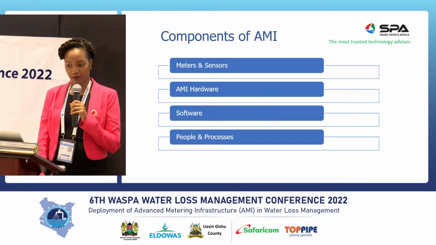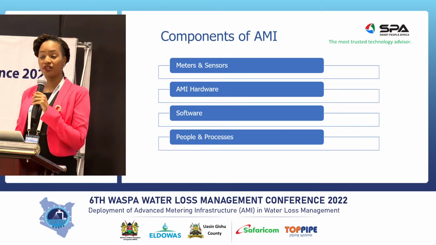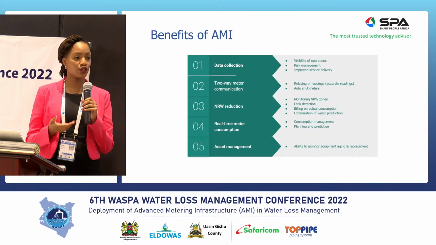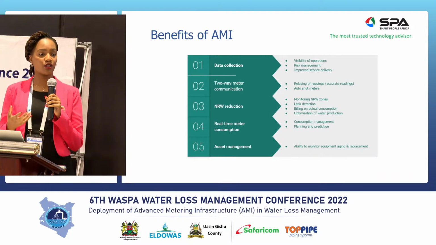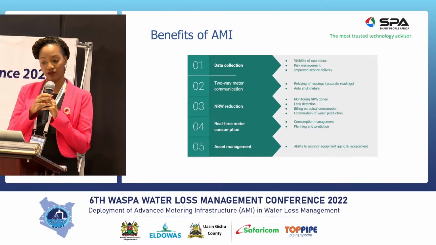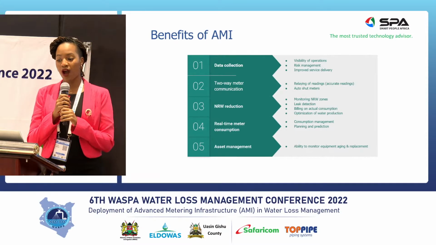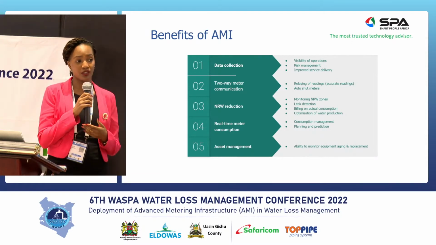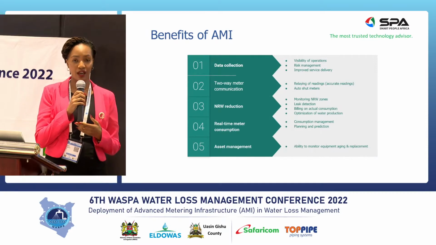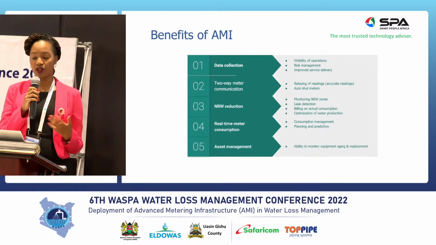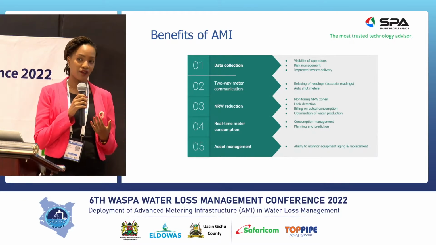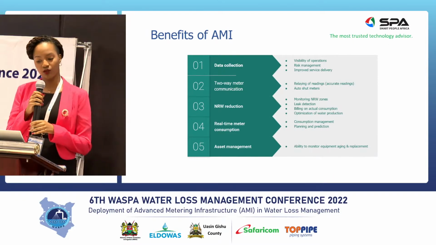So the benefits of AMI, as I mentioned, one of the key benefits is data collection. Without data, you don't have visibility, and without visibility, you're not able to make decisions with regards to how to handle or how to deal with the non-revenue water. And when you have visibility, then when it comes to risk, you're able to mitigate your risks because you know the key areas that you need to be focusing on, even to deal with the water loss. And then that also means that you have improved service delivery, overall improved service delivery within the utility.